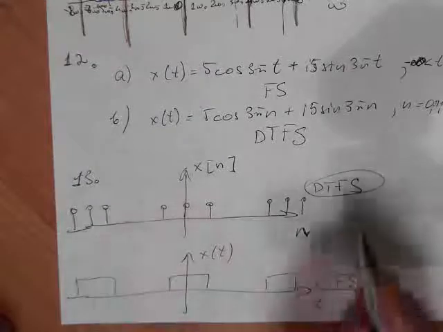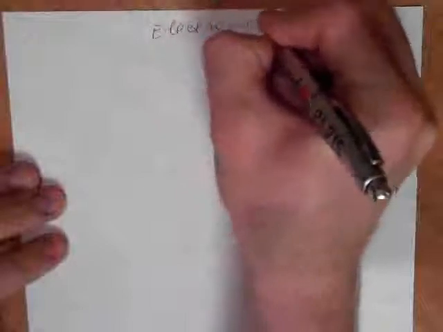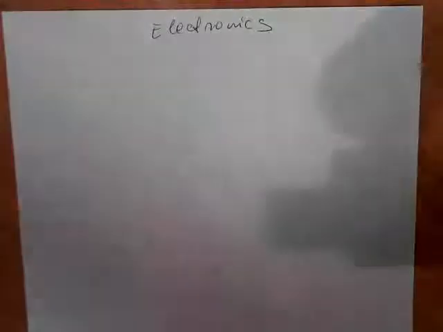The respective version of continuous time to discrete time. Okay, now what else do we have? This is number 13. Now we go to electronics, the electronic parts, so question number 14.